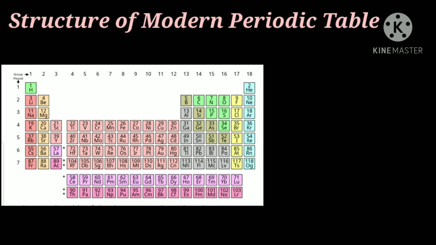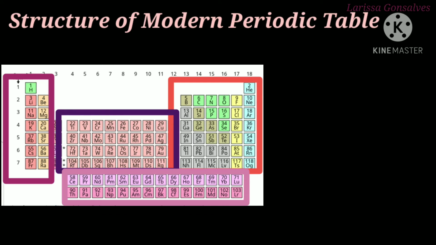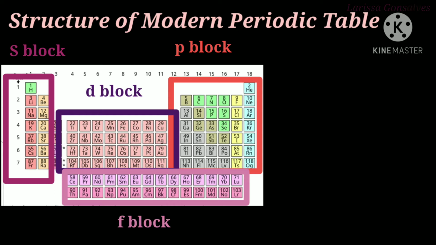The modern periodic table is divided into 4 blocks. 2 groups on the left form the S block. There are 6 groups on the right which form the P block. 10 groups in the center form the D block, and the 2 series which are present at the bottom of the table form the F block.